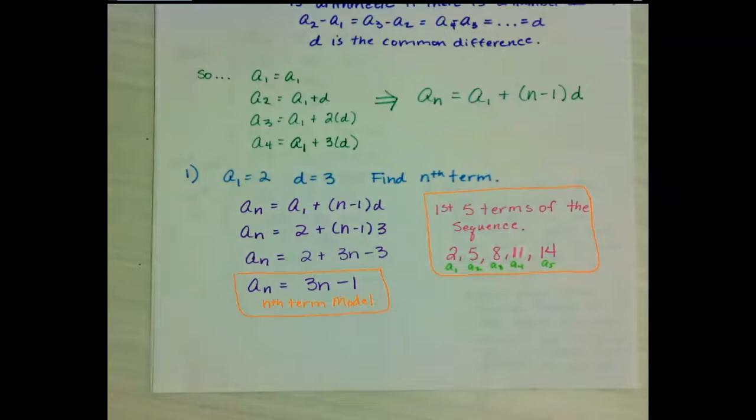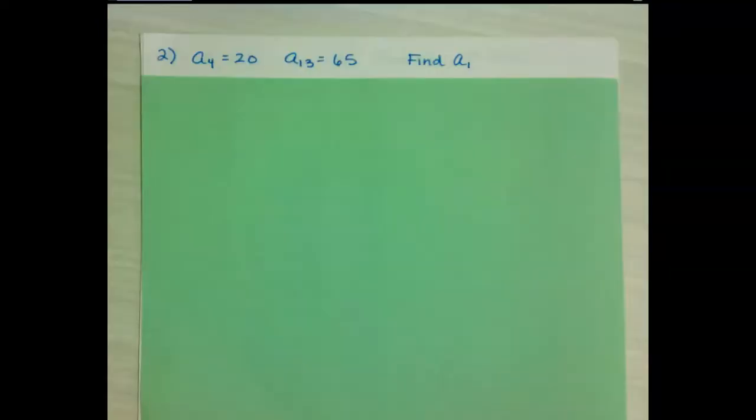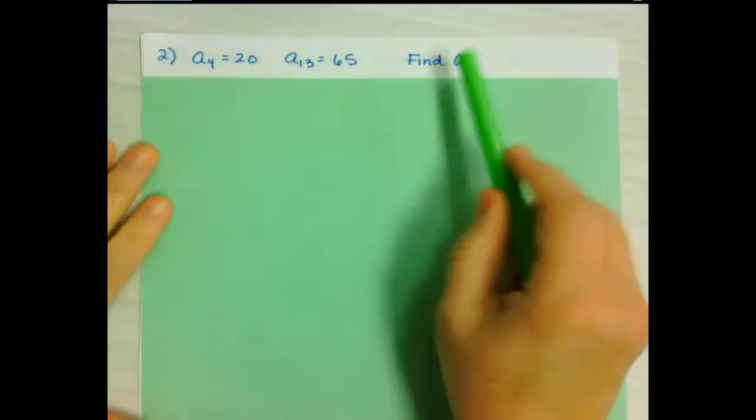So keeping in mind that an a with a subscript represents a position in the sequence, where an S with a subscript represents the sum of those terms. So number 2, we have an a sub 4 term, which is 20, and an a sub 13 term, which is 65, and we're asked to find what the first term is.